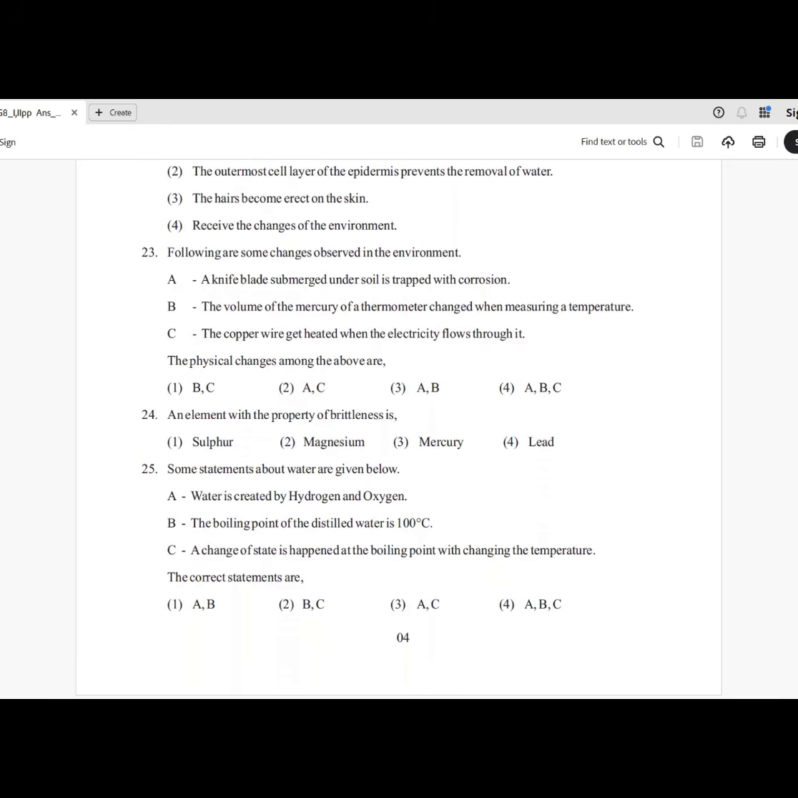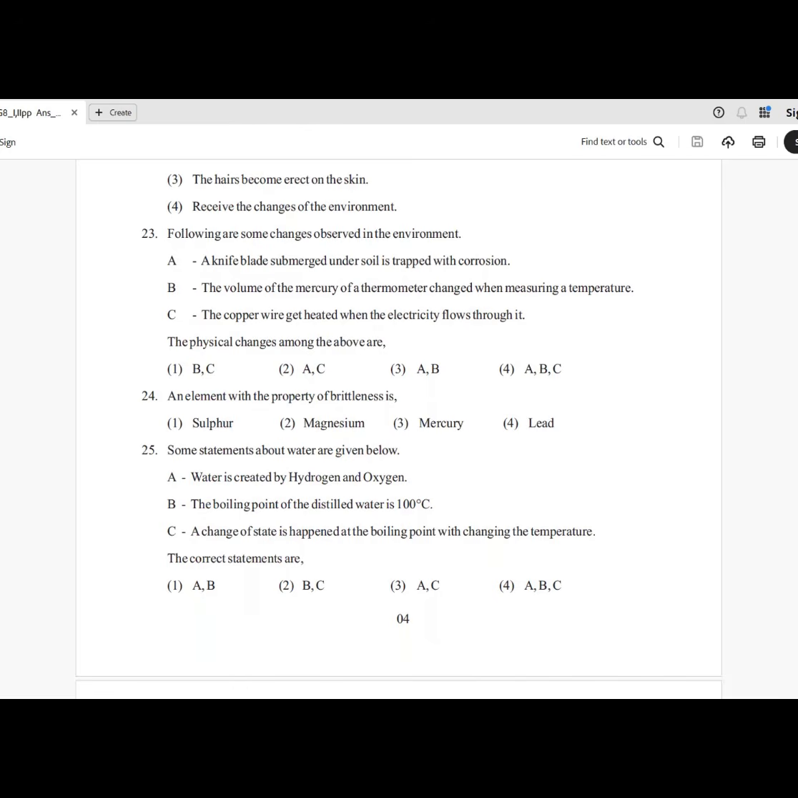23. Following are some changes observed in the environment. A. A knife blade submerged under soil is trapped with corrosion. B. The volume of the mercury of a thermometer changes when measuring a temperature. C. The copper wire gets heated when electricity flows through it. The physical changes among the above are answer number 1, B and C. Those are the physical changes.